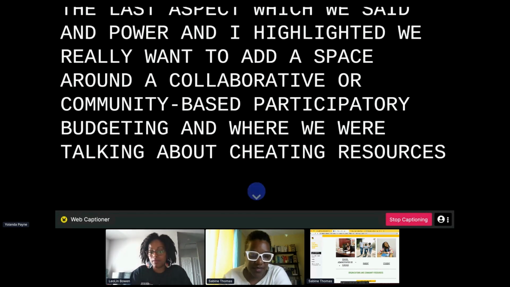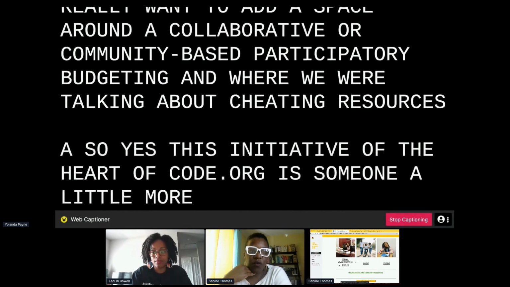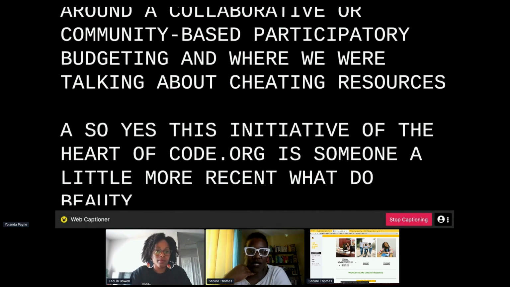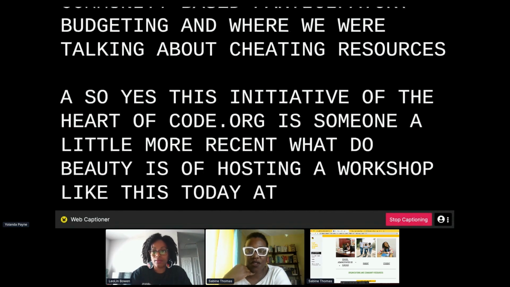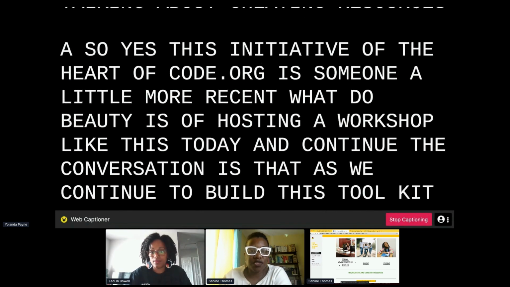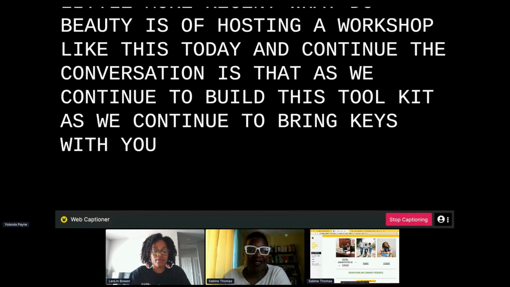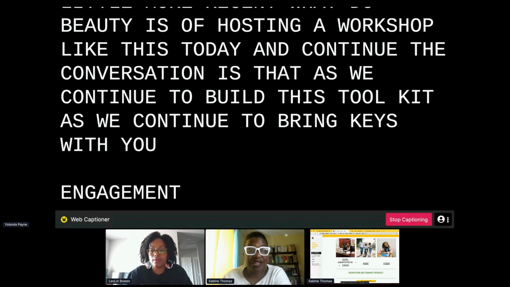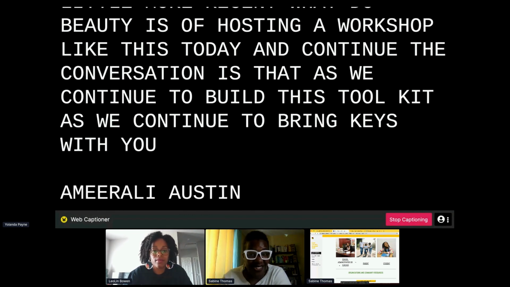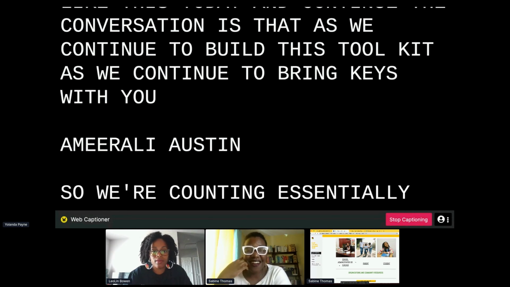And so, yes, this initiative at the heart of code.org is somewhat more recent. The beauty of hosting a workshop like this today and continuing the conversation is that as we continue to build this toolkit, as we continue to engage with you and receive feedback, the need to collaborate on future engagement, which may often rely on resources and allocating those resources, will come up. So we're counting essentially on this movement, as LeoLin mentioned.